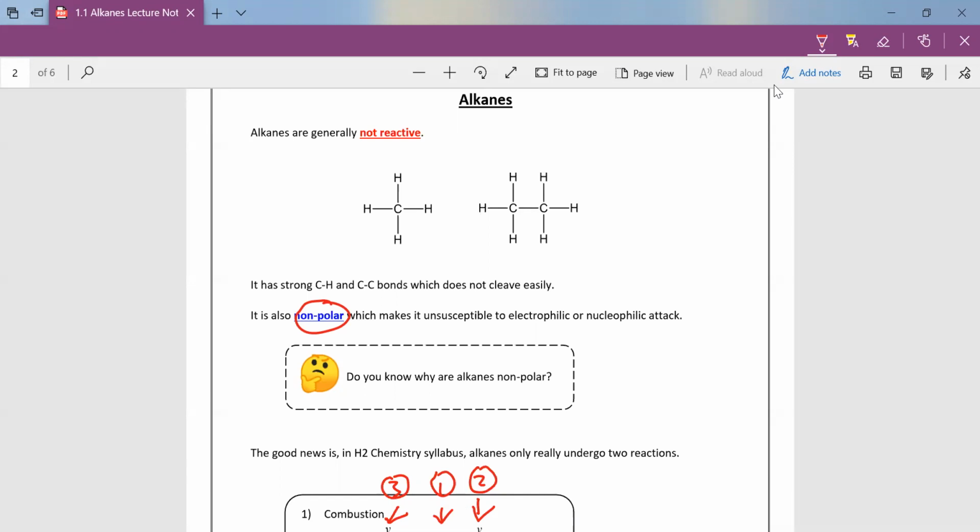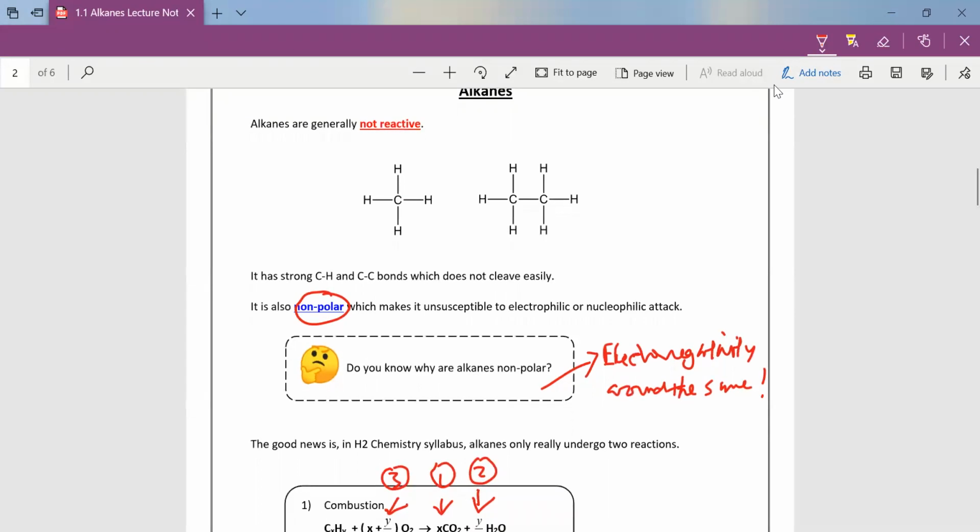All right, so why is it non-polar? Very simple, because the electronegativity of both C and H is about the same. So generally, we take alkanes as a non-polar compound.